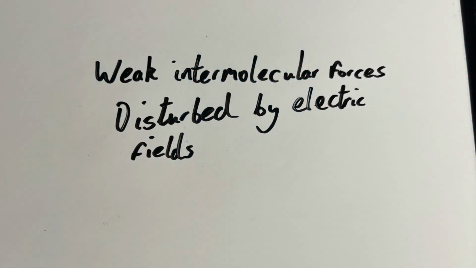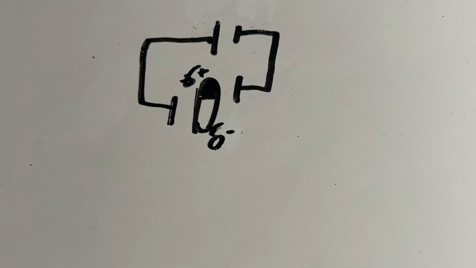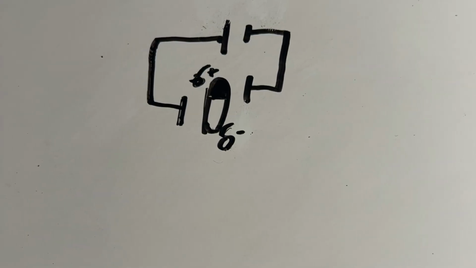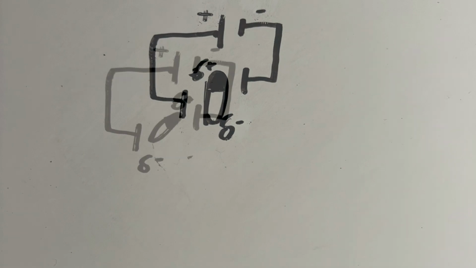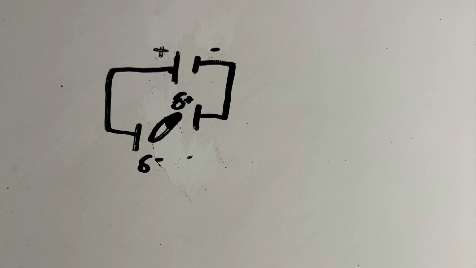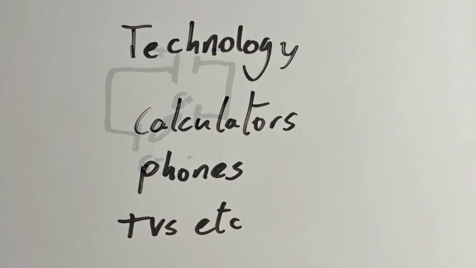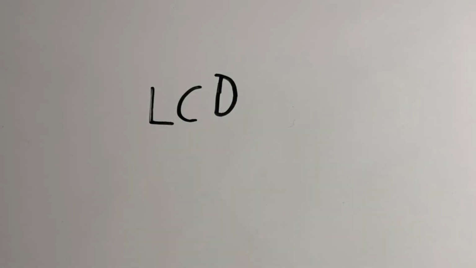Because of these arrangements, liquid crystals have quite weak intermolecular forces that can be disturbed by electric fields. Remember when I said they had really strong dipoles? Well, when you apply an electric field, like this one here, they will turn towards, obviously, their respective poles. And this makes them useful for technology like calculators, phones, TVs, and multiple other things, which you may have heard is called an LCD. And if you've ever damaged your phone screen, which I have multiple times, if I'm being so honest, you will know what it looks like.